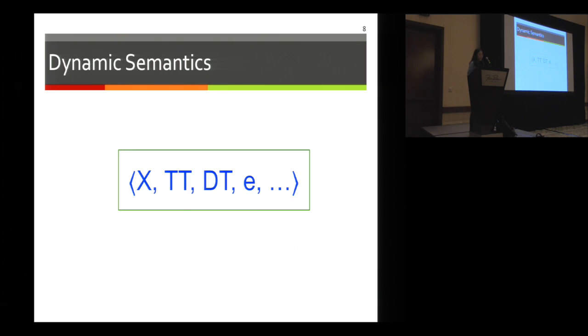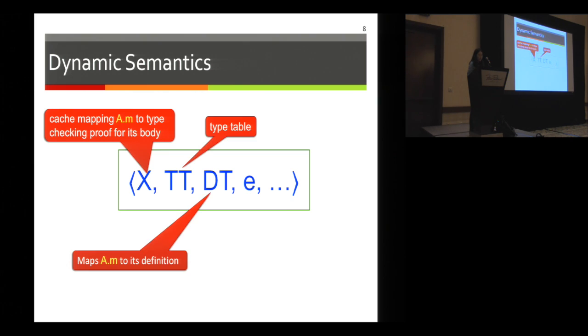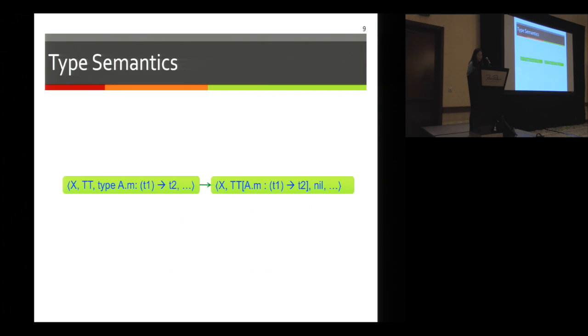Now let's look at part of the configuration semantics. First, we have X, which is a cache mapping the method names to their type checking proofs. TT, which is the type table, and the DT, which is a method definition table mapping methods to their definitions. And then we have expression E, the expression we want to evaluate. Most of our dynamic semantic rules are also standard, so I'll just show you a few cases.